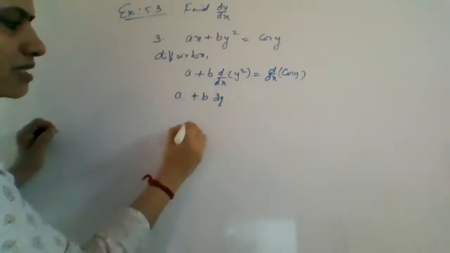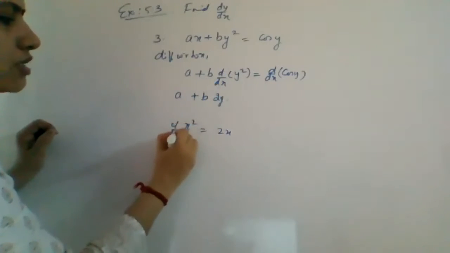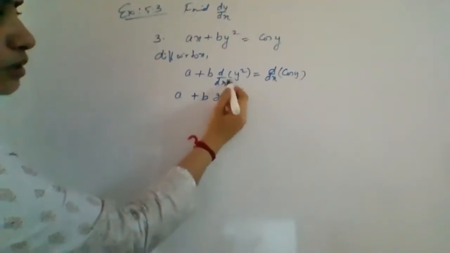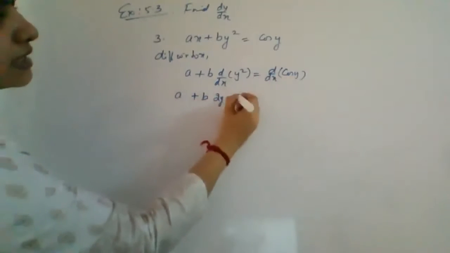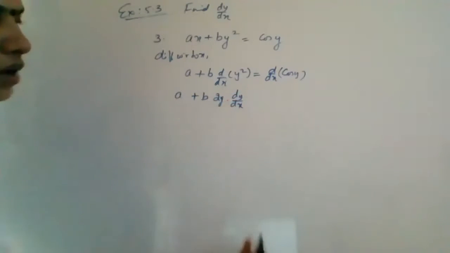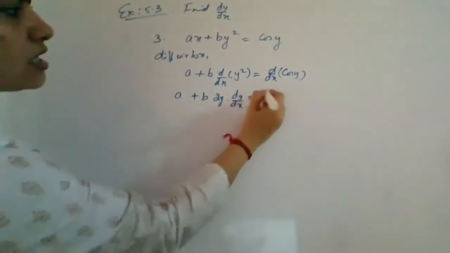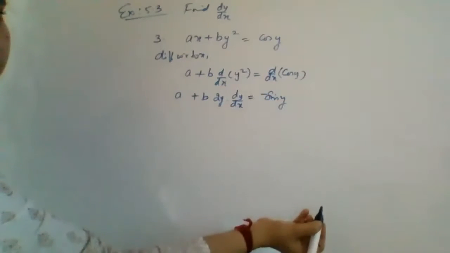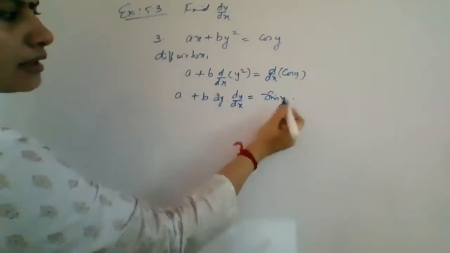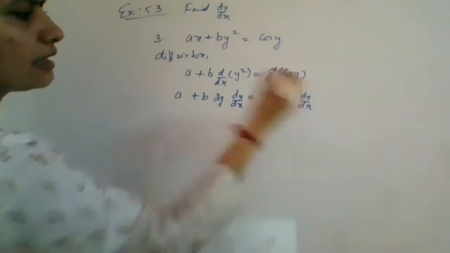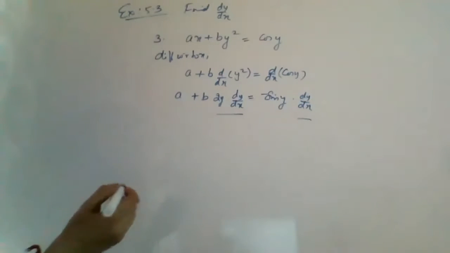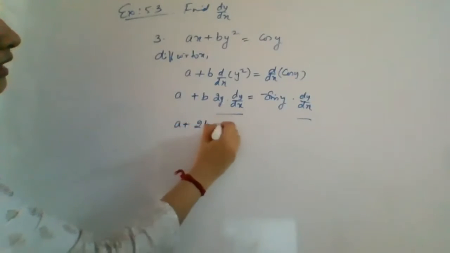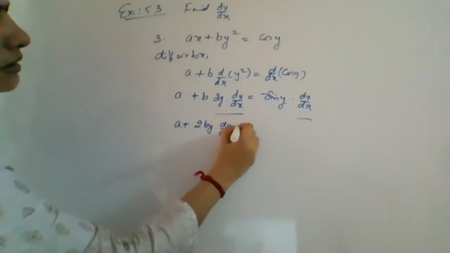Just like we do for x square, you will get the derivative of x square as 2x. So you are similarly writing as 2y. But since it is not your x and you are differentiating with respect to x, y is a function of x, you will get 2y into dy by dx also, or 2y into y dash, equal to, again, derivative of cos y will give you minus sin y into again derivative of y, which is dy by dx. So you have two terms containing dy by dx. Collect them. You have a plus 2by dy by dx.